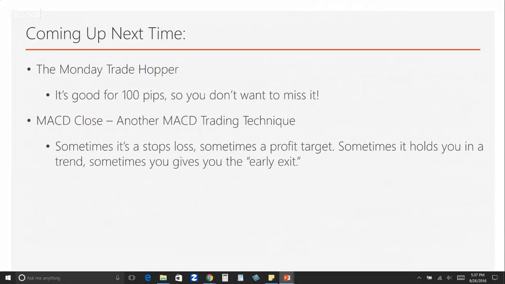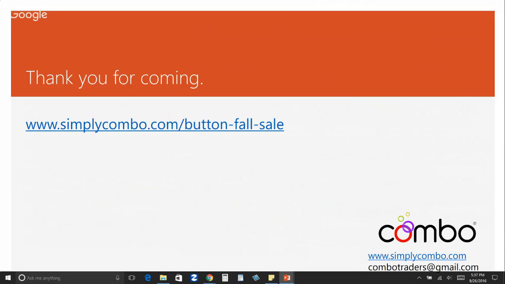All right, so that's it for tonight. But coming up next time, we're going to talk about the Monday trade hopper. It's usually good for 100 pips, so you're not going to want to miss that. I'm also going to tell you about the MACD close. It's another MACD trading technique. Sometimes it's a stop loss, sometimes a profit target, sometimes it holds you in a trend, sometimes it gives you an early exit. It's an amazingly useful MACD trading technique, and I can't wait to tell you all about it on Thursday. Same time, same place.